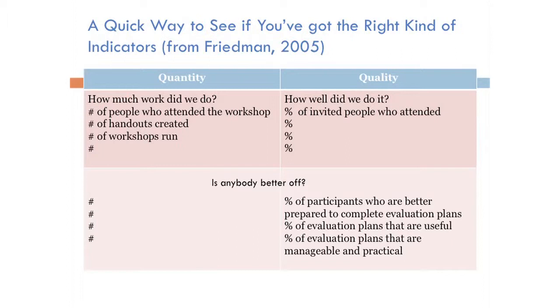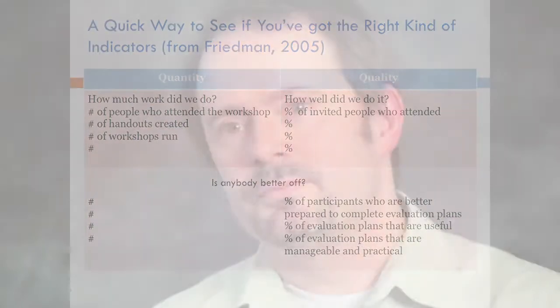A lot of programs will find they have quite a bit of information on how much work they do, not that much information about whether anyone's better off as a result. And this table is neat too, because it forces you to express each of the indicators in terms of a percentage, which sometimes is helpful in clarifying where things go.